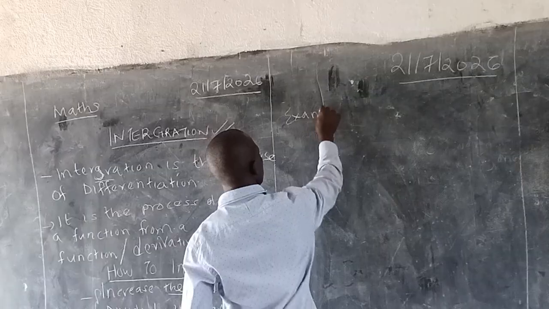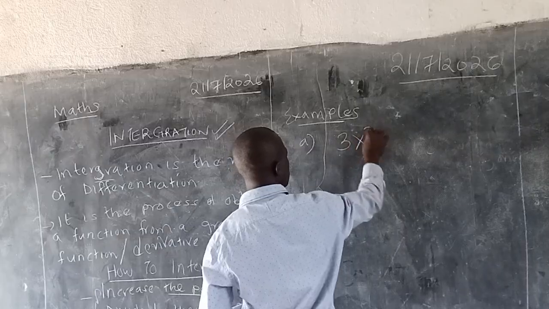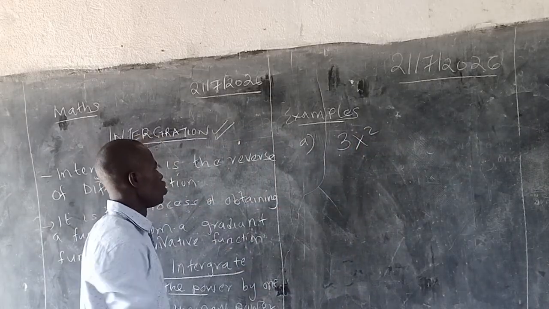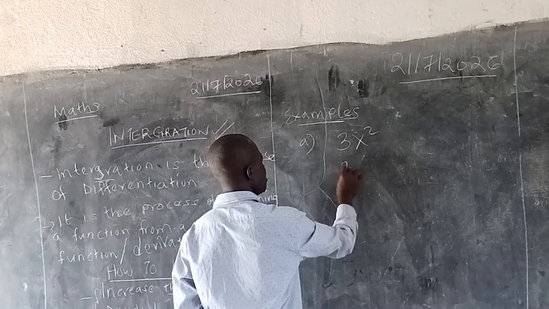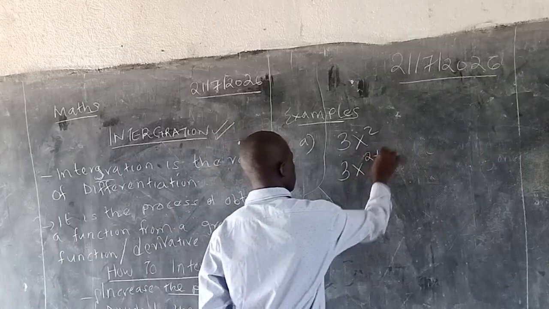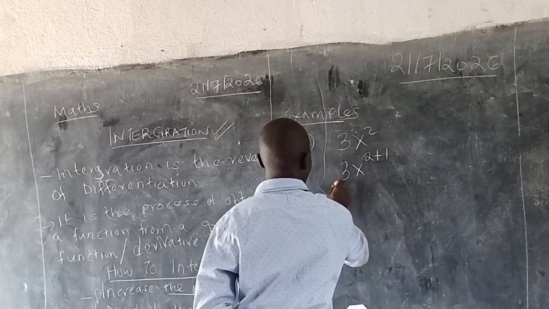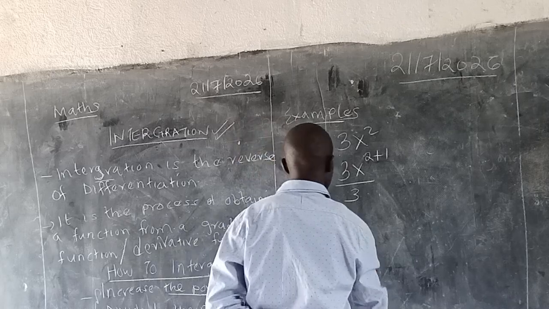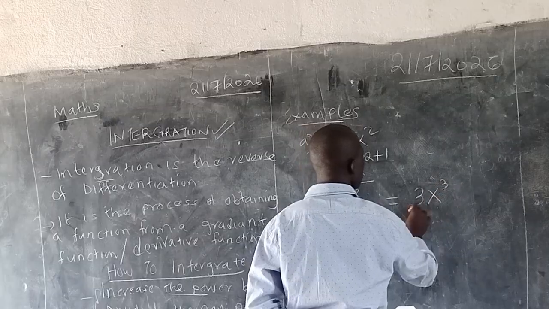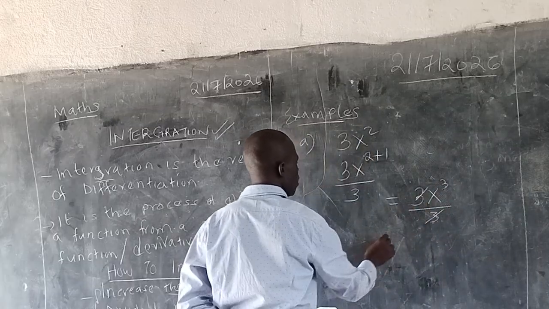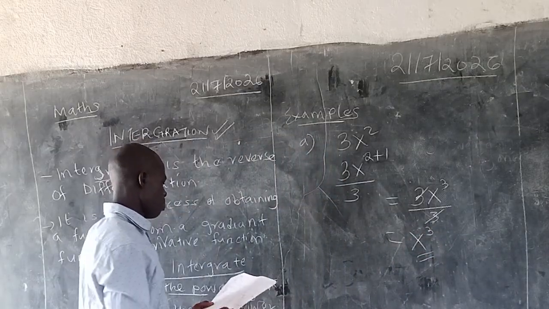Examples. We have part A, maybe we have 3x squared. So given this, to integrate, the first thing is to increase the power by 1. So it becomes 3x to the power 2 plus 1. Then we divide by the new power. So the new power is now 3. So this means that after integration, we get 3x cubed over 3. So therefore, the answer is x cubed. That's how we integrate part A.